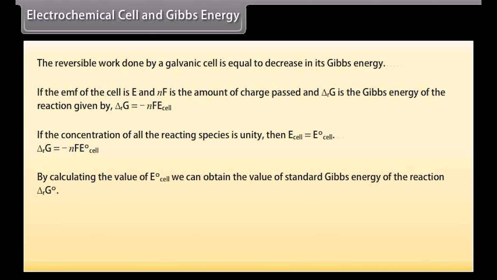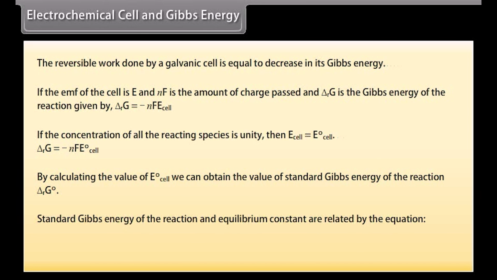By calculating the value of E naught cell, we can obtain the value of standard Gibbs energy of the reaction, delta rG naught. Standard Gibbs energy of the reaction and equilibrium constant are related by the equation delta rG naught is equal to minus RT natural log K.